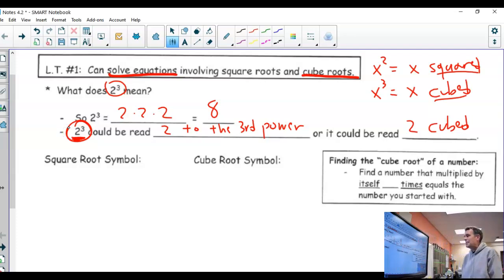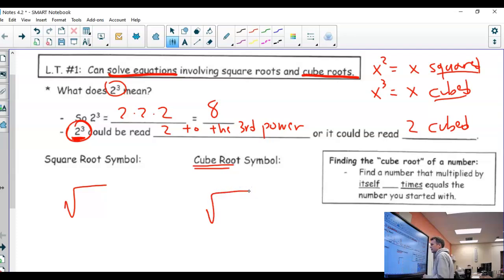Now, what is the opposite of that? Well, let's look at that. Last section, we looked at square roots, and the square root symbol. That is the square root symbol. In this section, we're looking at cube roots. And the cube root symbol is very similar, except it's got a little 3 there. That little 3 is called the index.